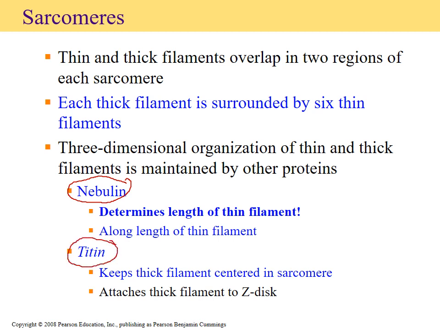Nebulin will run along the length of the thin filament and will be used not only as a way to determine its overall length, but also as a stabilizing mechanism of your thin/actin filament. Titin, on the other hand, will act almost like a little elastic container that will allow the thick filament, the filament that's made out of myosin, to be centered and anchored into the sarcomere.